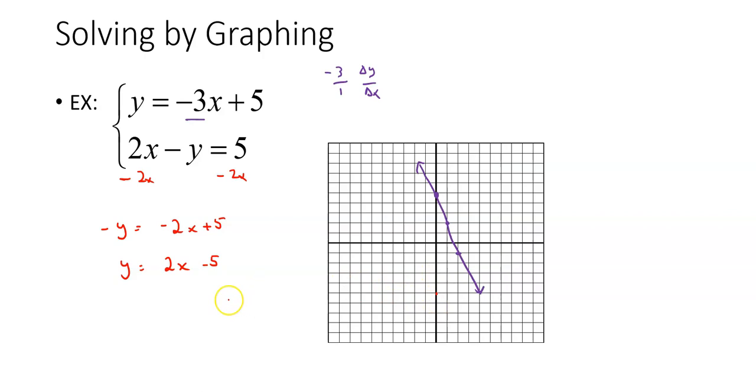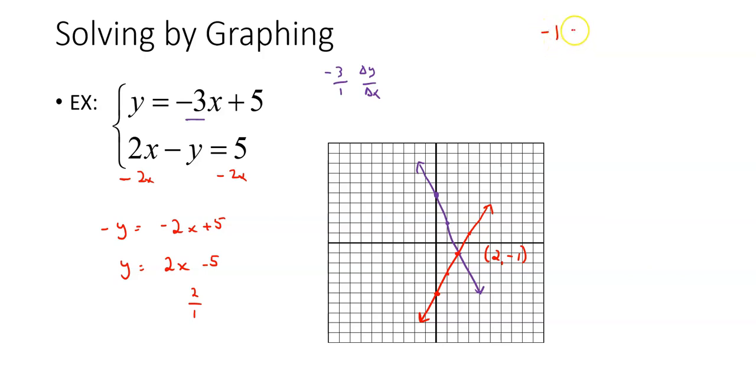So a slope of 2 means up 2 to the right 1. So up 2 to the right 1, up 2 to the right 1. I'm going to do a few points here so that I get enough to make a somewhat accurate line. There we go. All right, so here's my solution point right in there. 2 to the right, 1 down.